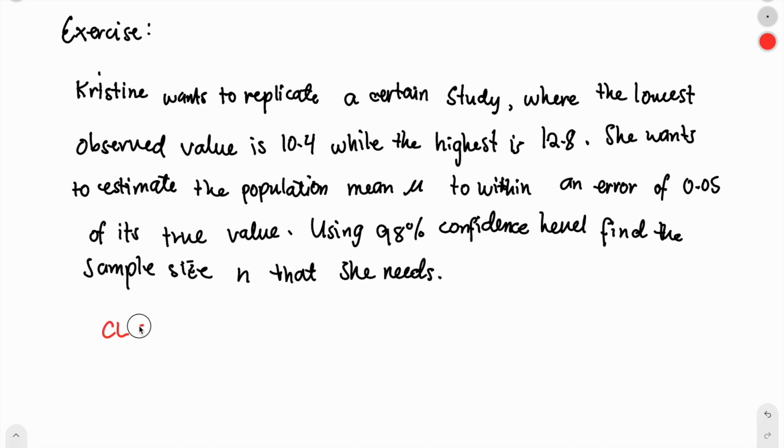So the CL is what? 98%. The E, or margin of error, is what? The margin of error is given, 0.05. Right? This is the margin of error. 0.05.